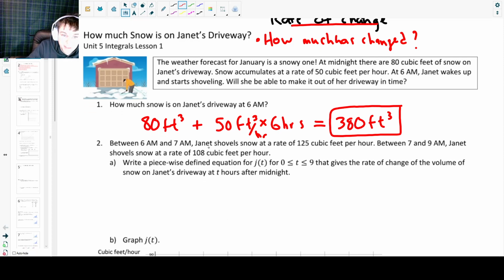Between 6 a.m. and 7 a.m., Janet shovels snow off at a rate of 120 cubic feet per hour. Between 7 and 9 a.m., Janet shovels snow off at 108 cubic feet per hour. Write a piecewise defined function for J of t that gives the rate of change of the volume of snow in Janet's driveway.